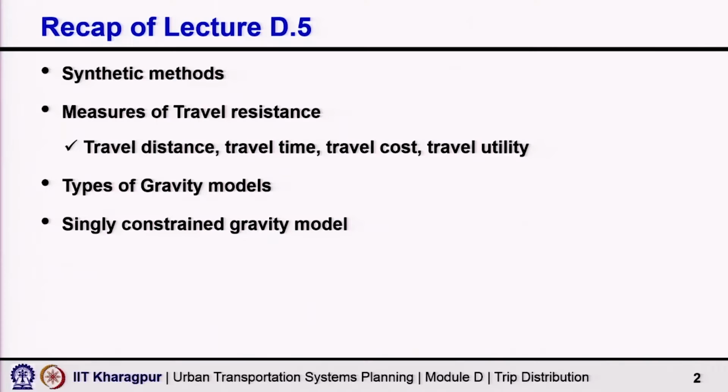In our last lecture, that is D5, we discussed synthetic methods, and how they are different from the growth factor based method. Then we talked about various measures which may be used to express the travel resistance or travel impedance, for example, travel distance, travel time, travel cost, travel disutility or utility, etc. Then we talked about two types of gravity model, mainly the singly constrained model and the doubly constrained model.